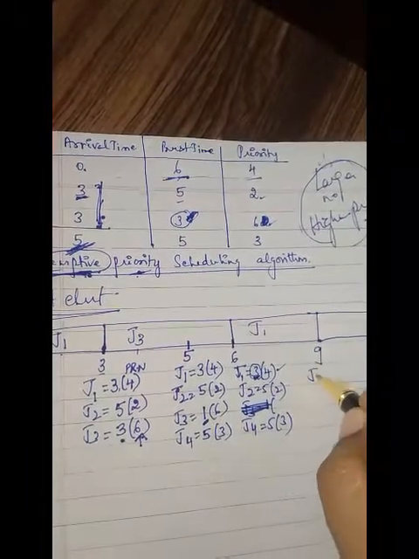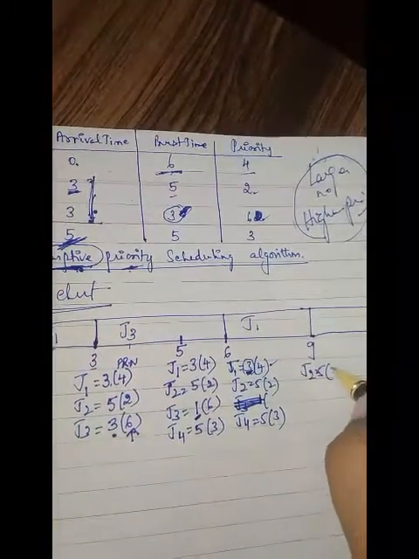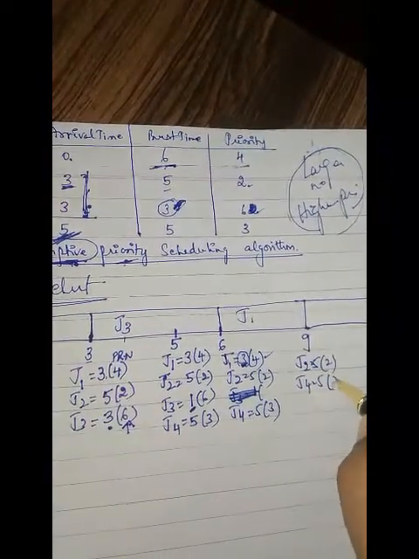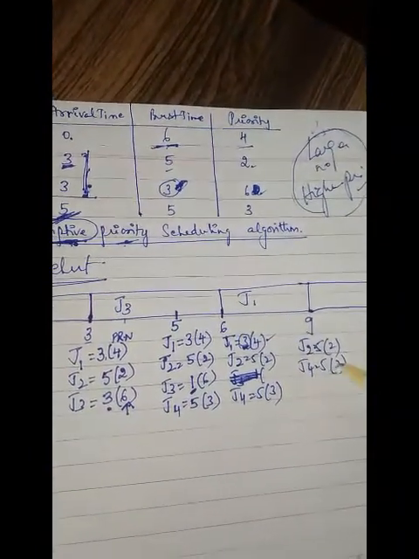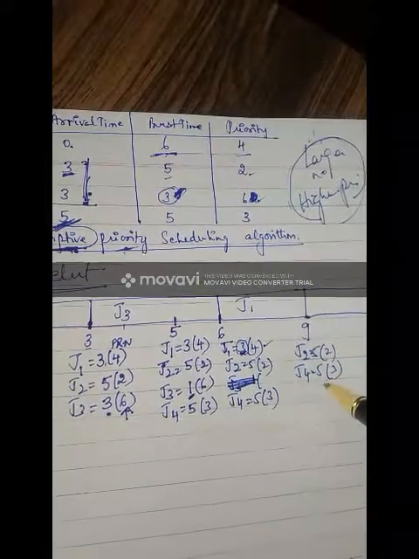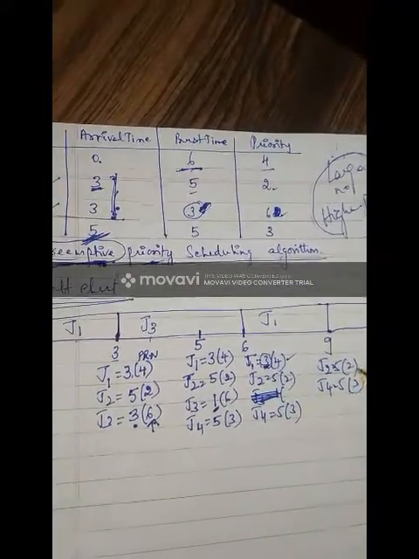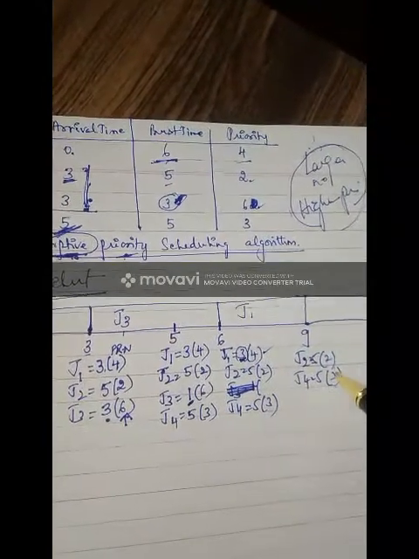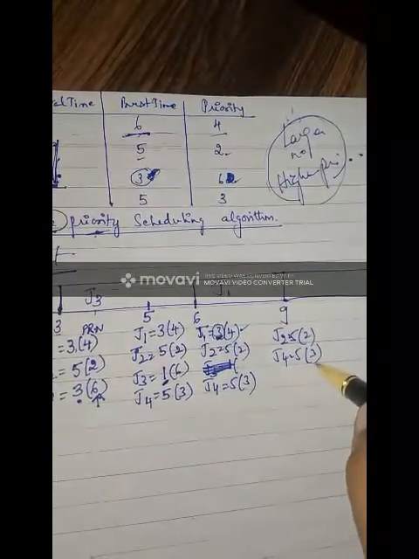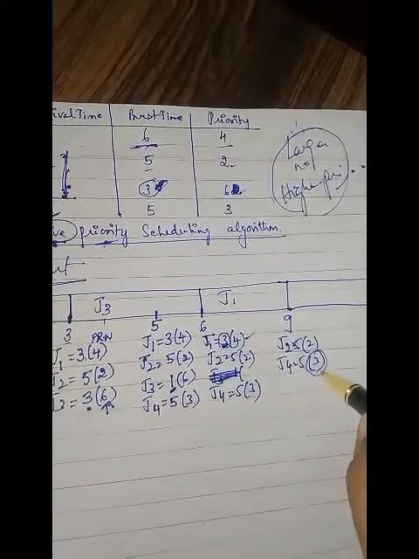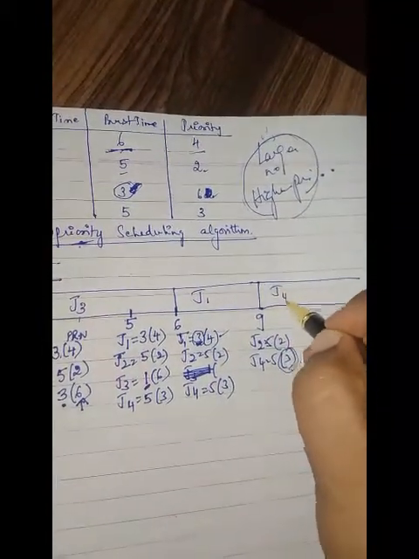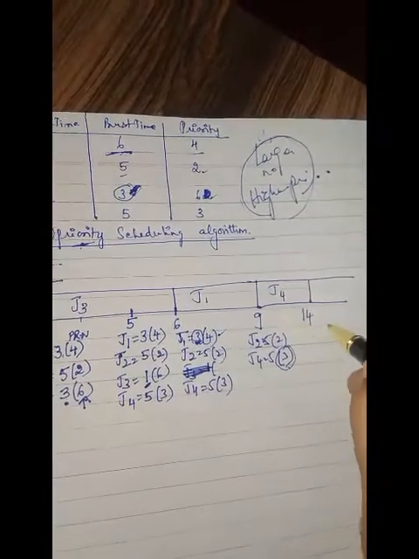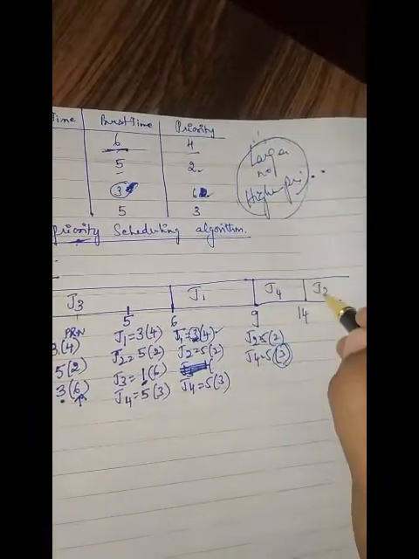At 9, what is the status? You have J2 with 5 remaining and priority 2. J4 burst time is 5 and the priority is 3. Yes, both have a burst time of 5. So now, who has the highest priority? That is J4. So you allow J4 to execute. It will go up to 14.